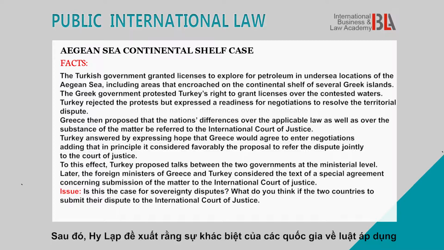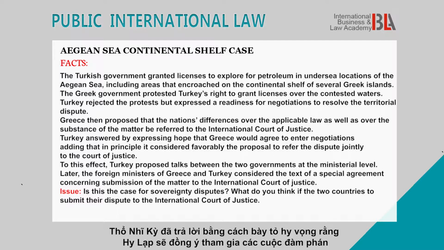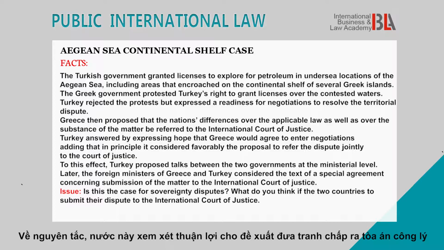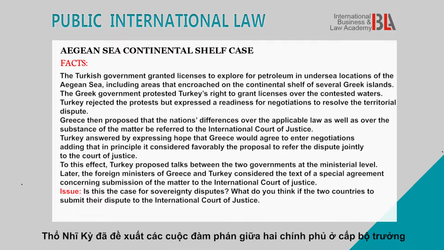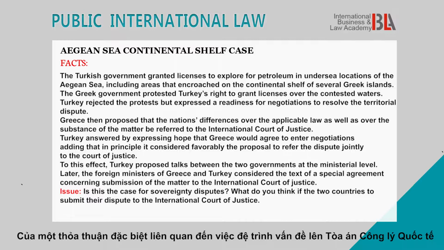Greece then proposed that the national differences over the applicable law, as well as over the substance of the matters, be referred to the International Court of Justice. Turkey answered by expressing hope that Greece would agree to enter negotiation, adding that in principle it considered favorably the proposal to refer the dispute jointly to the Court of Justice. To this effect, Turkey proposed talks between the two governments at ministerial level. Later, the foreign ministers of Greece and Turkey considered the text of a special agreement on the submission of matters to the International Court of Justice.